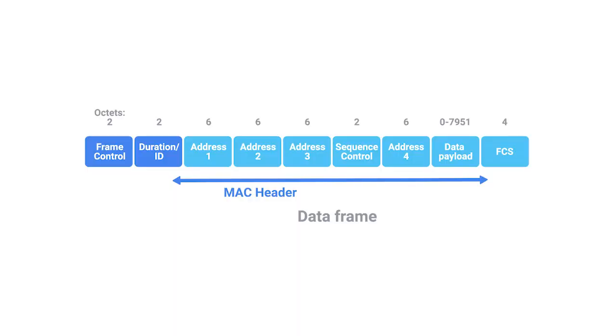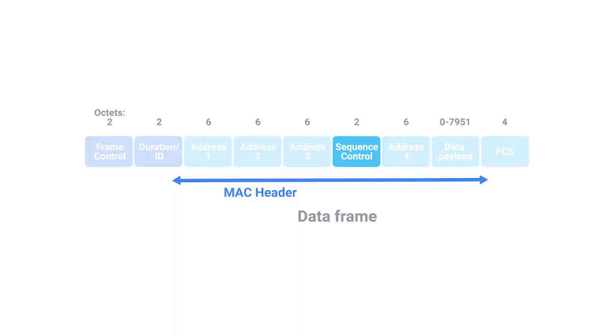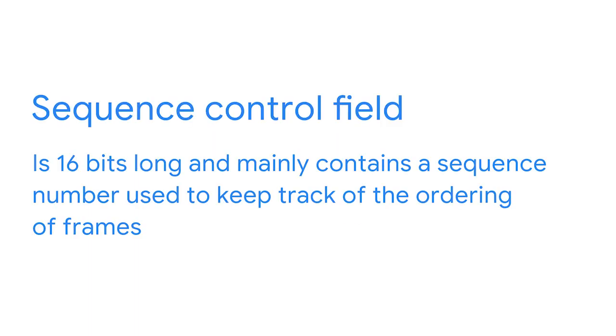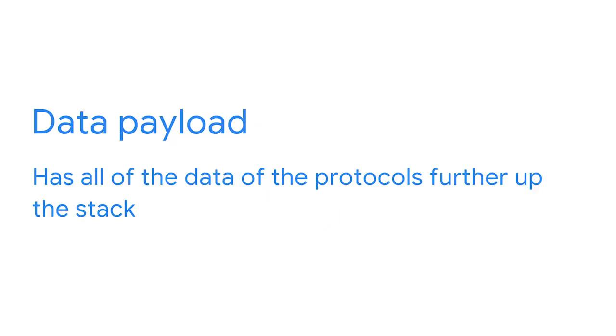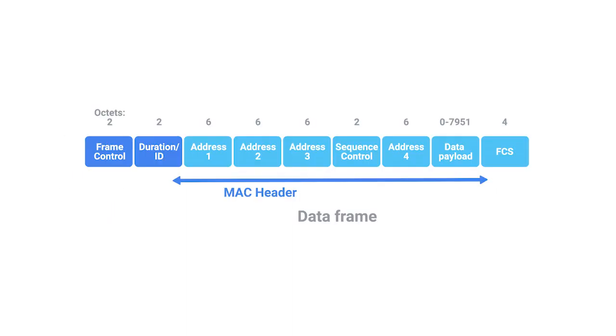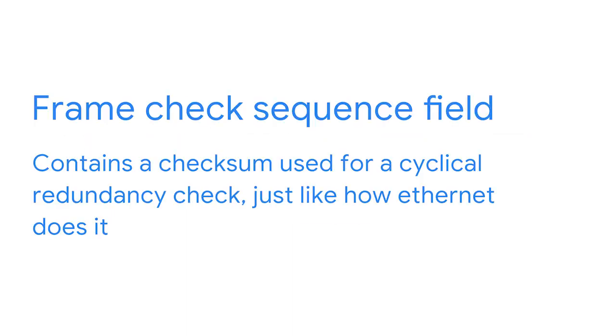In between the 3rd and 4th address fields, you'll find the sequence control field. The sequence control field is 16 bits long and mainly contains a sequence number used to keep track of ordering the frames. After this is the data payload section, which has all of the data of the protocols further up the stack. Finally, we have a frame check sequence field, which contains a checksum used for a cyclical redundancy check, just like how Ethernet does it.